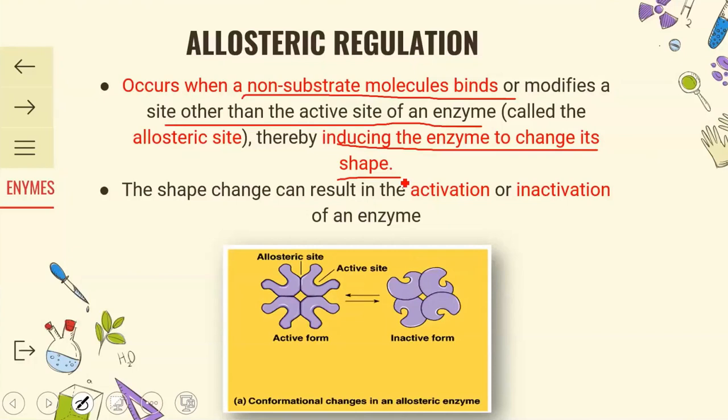to change its shape. Allosteric enzyme means they are made up of two or more polypeptide units, and each of the units has its own allosteric site. So you can see from the picture here, the allosteric enzyme is made up of 4 subunits. Each of the subunits also has its own active site. And then the allosteric enzyme can change between the active form and the inactive form.